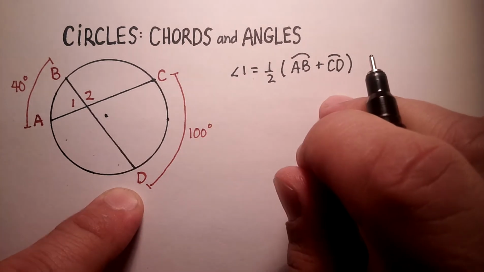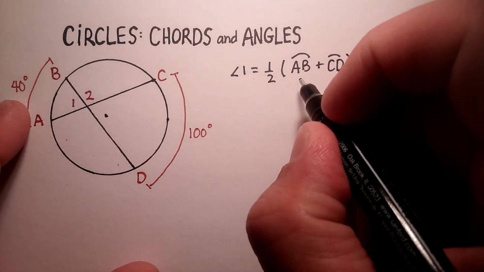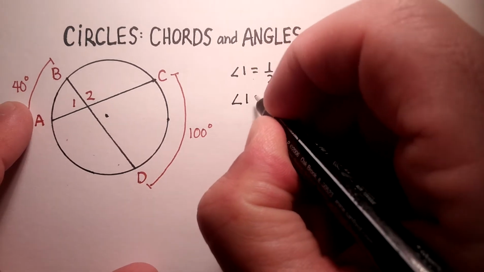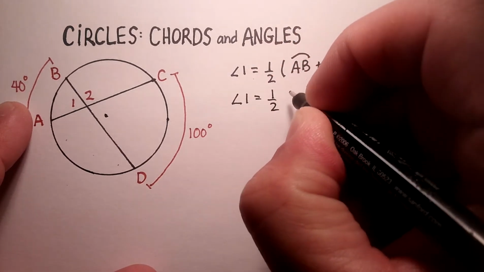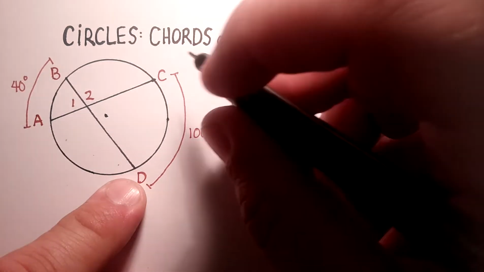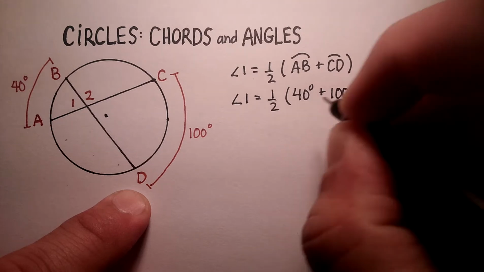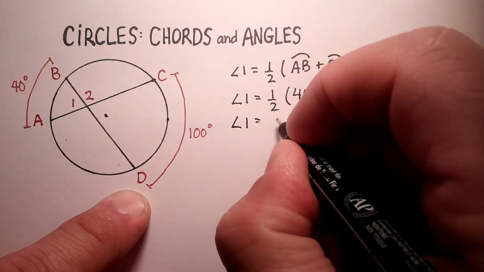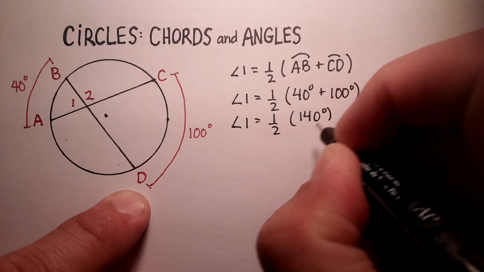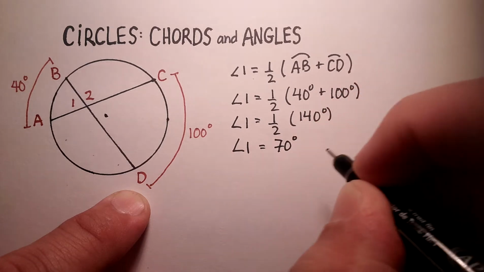Now, let's go ahead and figure out what that might be. Well, according to this, the intercepted arc AB is 40 degrees. So let's just say angle 1 is equal to 1/2 of 40 degrees plus CD, which is 100 degrees. That's going to be equal to 1/2 of 140 degrees. Angle 1, therefore, is equal to 70 degrees.